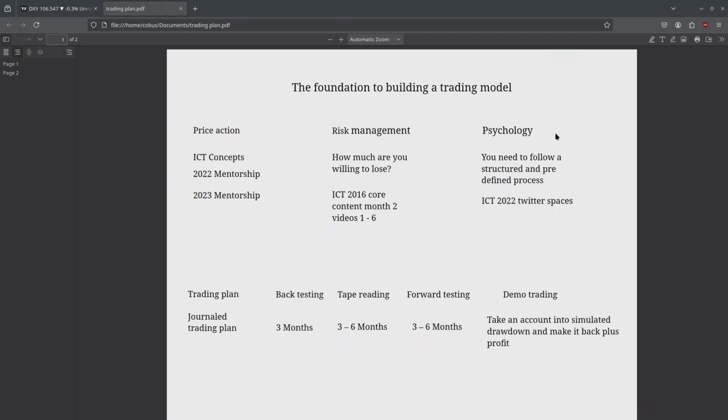Of course, you need to know which events bring high resistance liquidity runs. So you need to know a little bit about the calendar. Where will you get that information? Go to 2022 or 2023 mentorship.